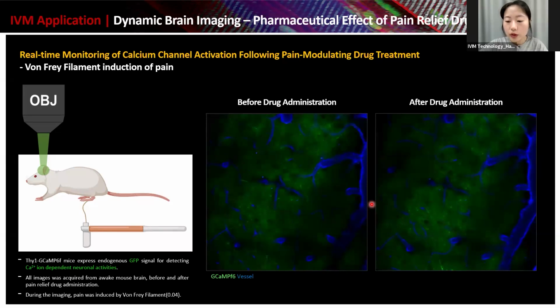In other words, we can capture how cells and even neural circuits respond dynamically to stimuli and treatments, providing a far deeper and more comprehensive understanding of biological processes in vivo.